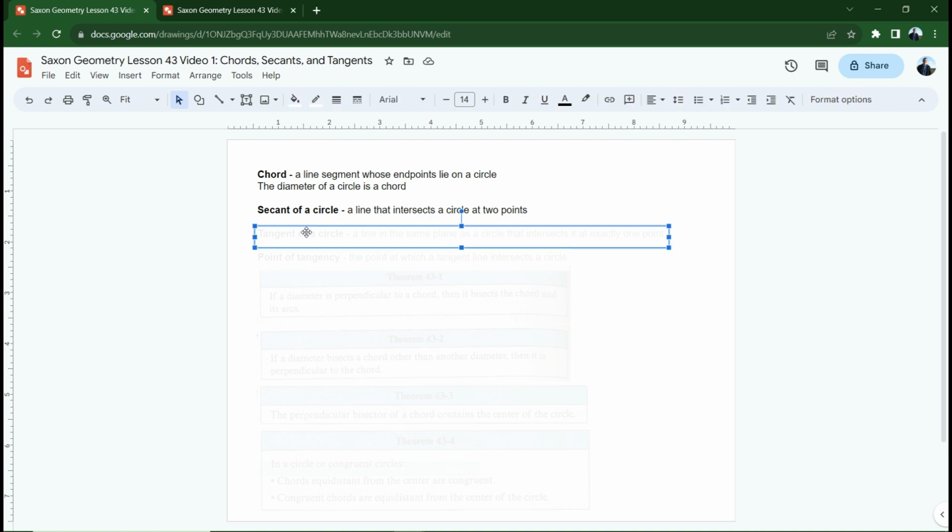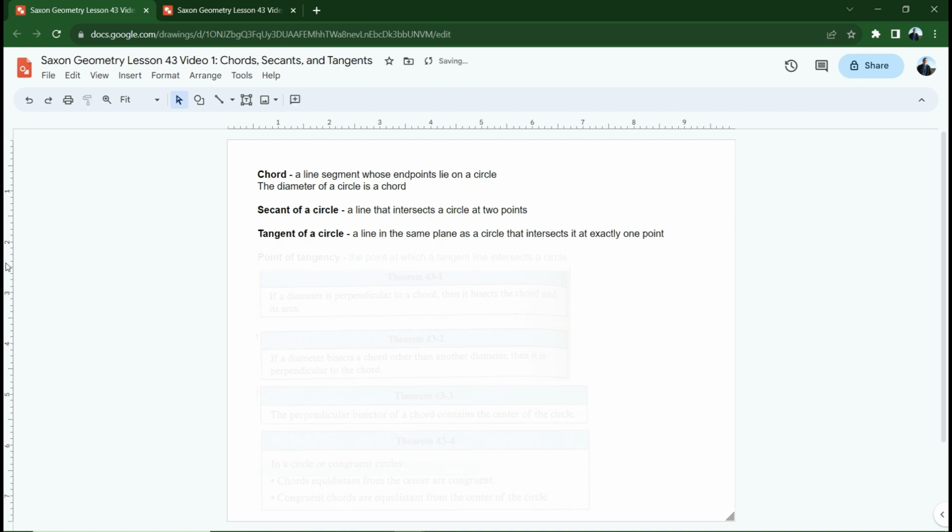And then a tangent is a line that, similarly to a secant, is going to intersect the circle, except it intersects it at exactly 1 point. How do we do that? Like, how do we make a line intersect the circle at just 1 point? Well, it just barely touches the edge of our circle.